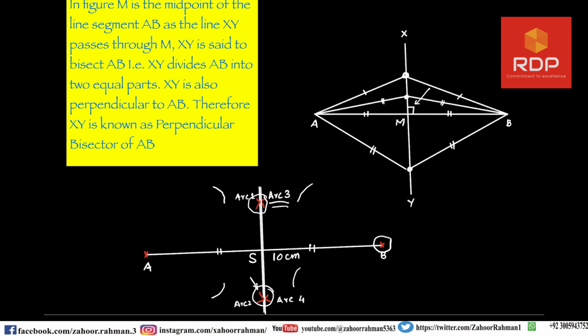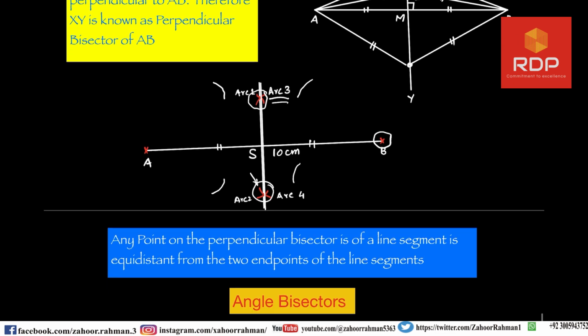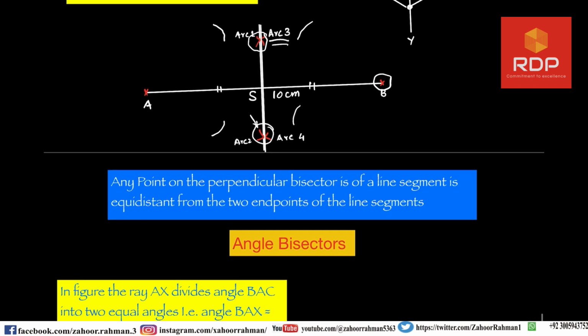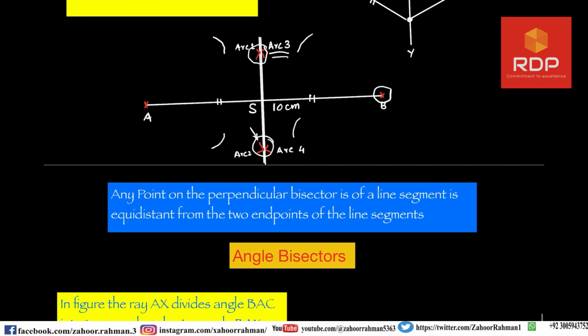So again I am repeating this law for you. In the figure, M is the midpoint of the line segment AB. And now I am coming to the blue section, not that one. That is the definition of the perpendicular. Any point on the perpendicular bisector.